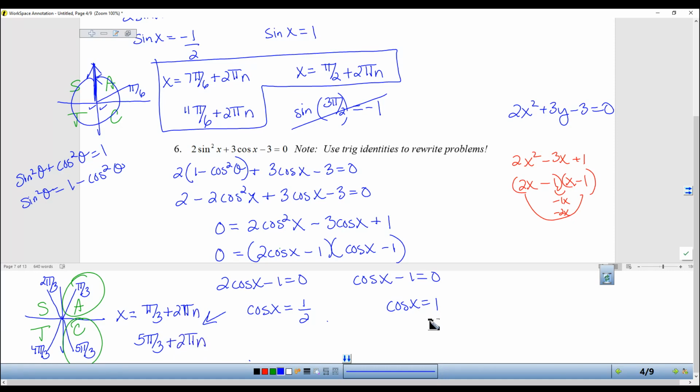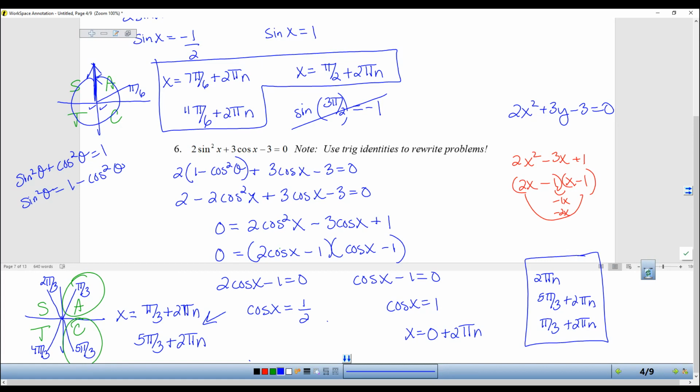When is cosine equal to 1? Cosine starts off at 1, so when x is equal to 0. It seems a little funny to write 0 plus 2 pi n, but some people really prefer it. But it doesn't need to be written. So your answers can just be 2 pi n, 5 pi thirds plus 2 pi n, and pi thirds plus 2 pi n. You're not required to write the 0 plus if you don't want to, but if it helps you think it through, then you can do that.